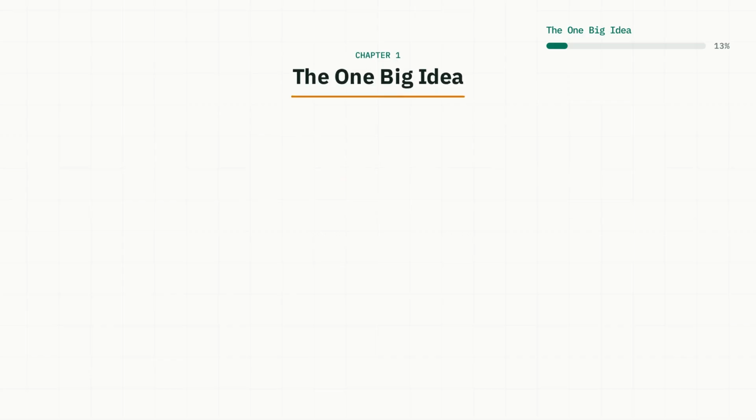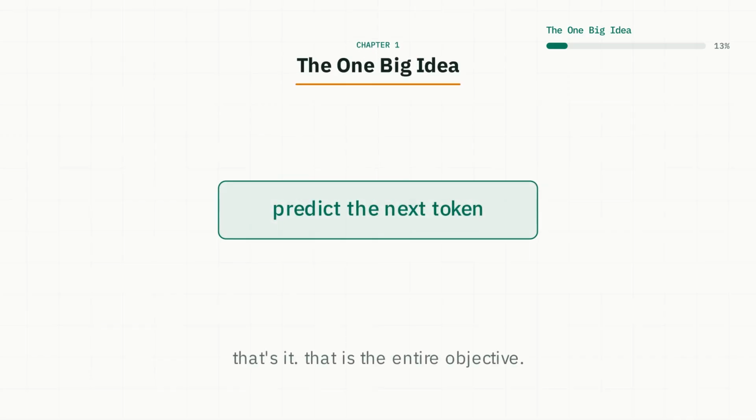If you remember nothing else from this video, remember this. Underneath all the scale, all the engineering, all the billions of dollars of computation, a language model is trained to do exactly one thing: predict the next word, or more precisely, the next token. That's it. That is the entire objective.